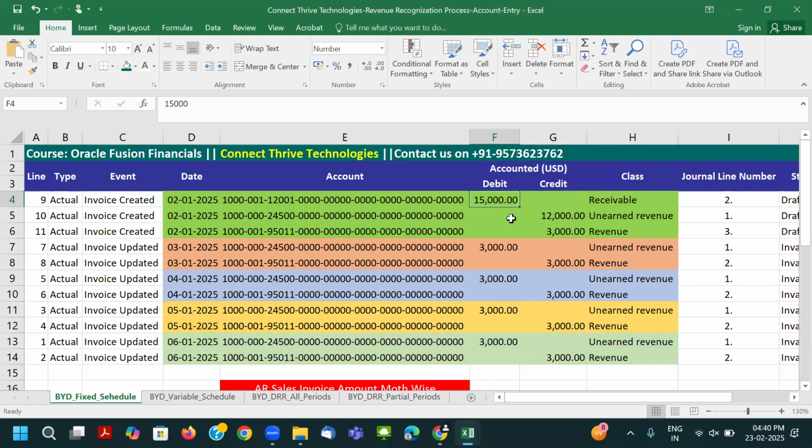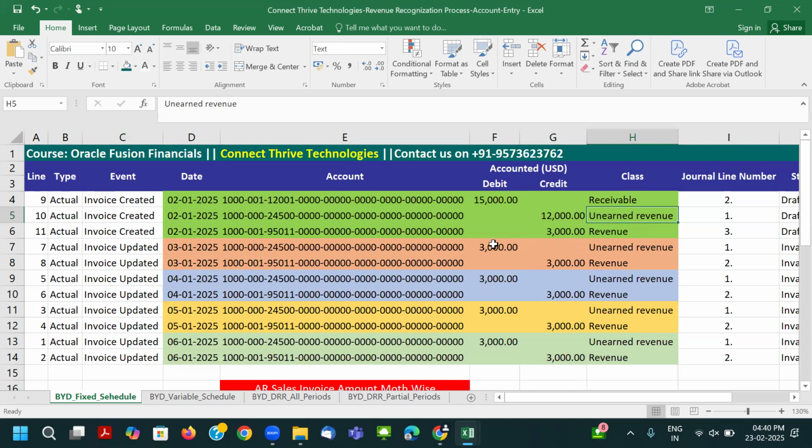He paid 15,000. Out of that, we have to recognize only 3,000 because the entire plan is 5 months. For the 5 months, he is paying the amount within the first month itself, but you should recognize only 3,000 for the current month. The remaining 12,000 is shown as unearned revenue, because you shouldn't take it as actual revenue until you provide the remaining 4 months of service.